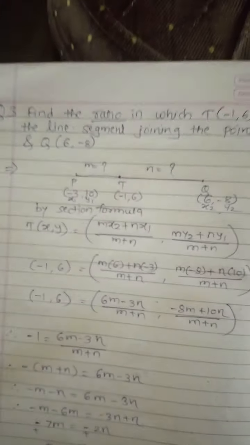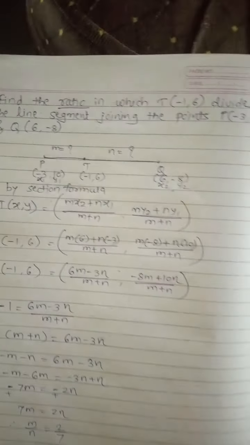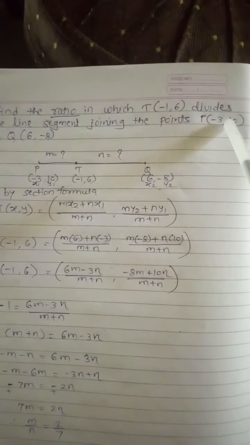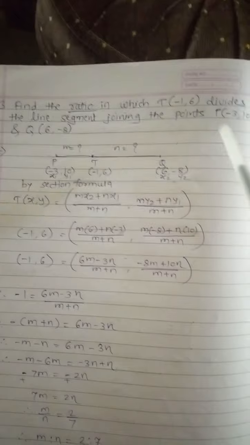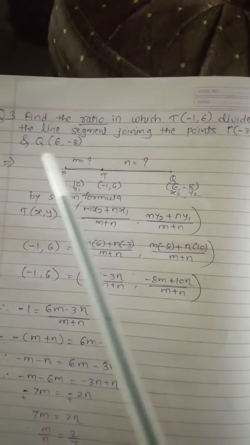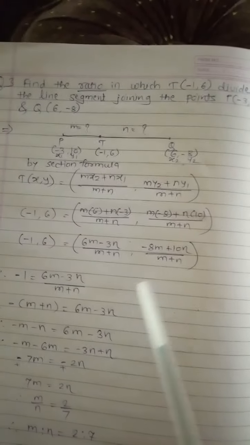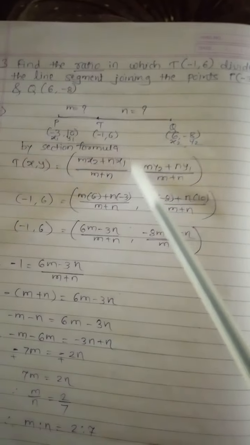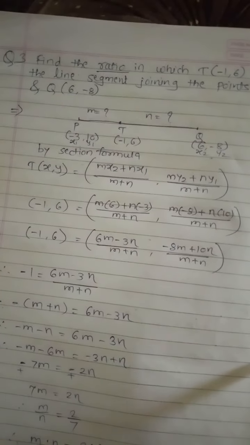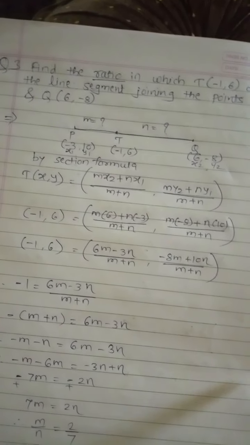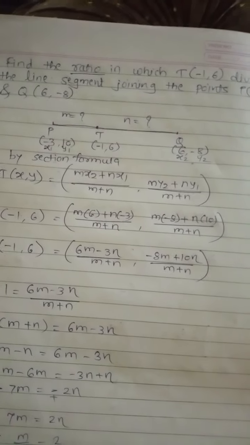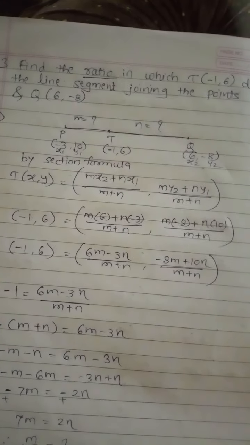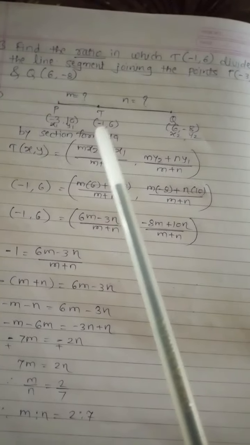Now the question number 3. You have to find the ratio in which T, that is (-1, 6), divides the line segment joining the points P (-3, 10) and Q (6, -8). Now I read the example again. In this example, we just have to find the ratio. In all previous examples we were given the ratio m is to n, that is A is to B. But in this example you have to find the ratio m is to n. I am going to draw a figure.